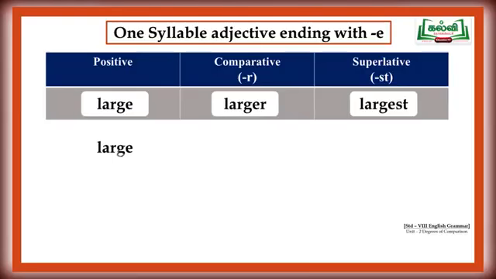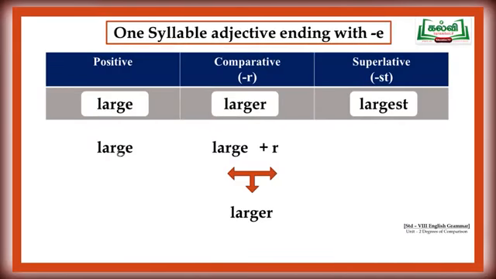Some one-syllable adjectives end with the letter E. What should we do? Large is the positive form of an adjective. Here, the word large already ends with the letter E. In this case, we add R alone to convert it into the comparative form. Large plus R, what do we get? Larger. Then large plus ST for the superlative degree. What do we get? Largest. So, large is the positive form, larger the comparative, and largest the superlative.